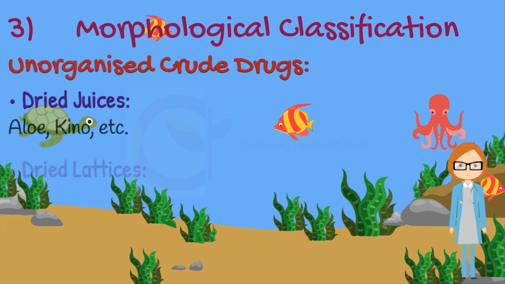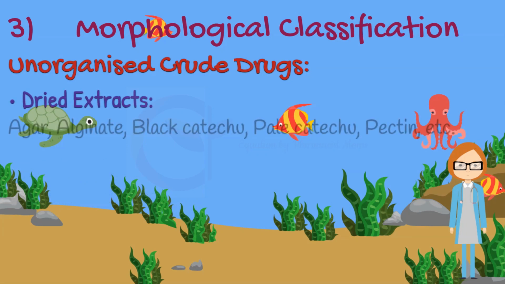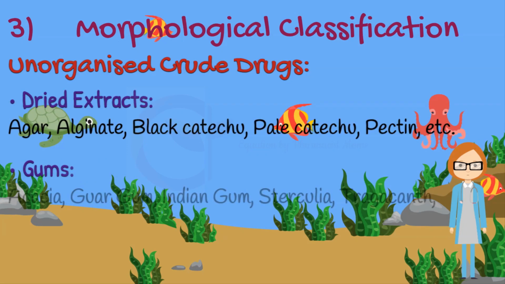Dry juices. For example, aloe, quinoa, etc. Dried lattices. For example, opium, papain, etc. Dried extracts. For example, agar, alginate, black catechu, pale catechu, pectin, etc. Gums. For example, acacia, guar gum, Indian gum, sterculia, tragacanth, etc.